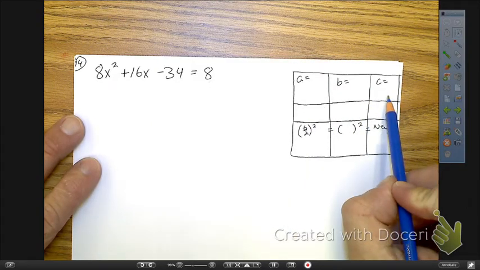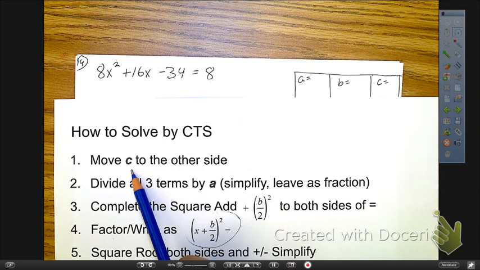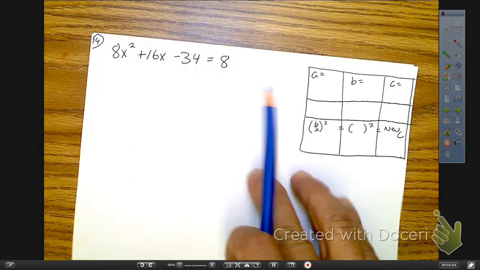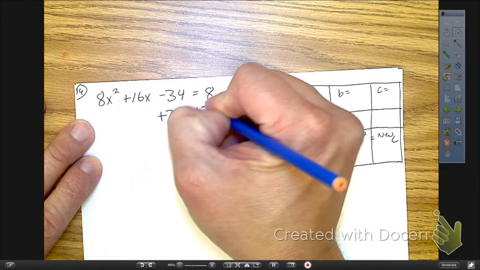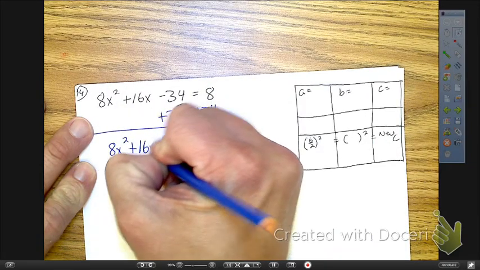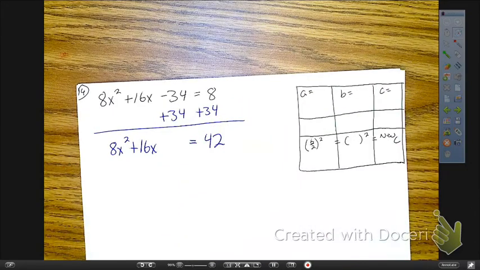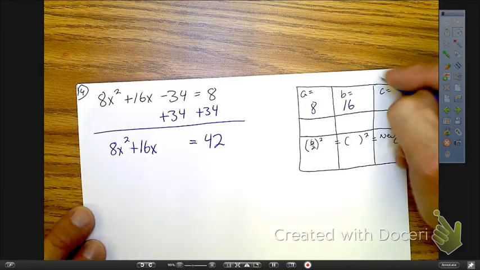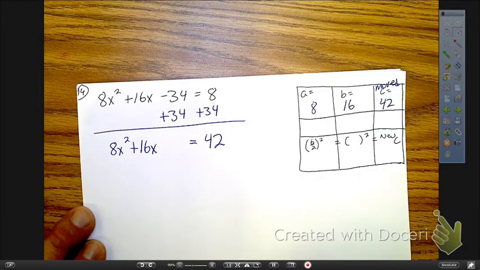Before listing what A, B, and C are, I'm actually going to carry on right here, and we're going to move the original C, negative 34, to the other side. Add 34 to both sides. 8x squared plus 16x now equals 42. I'm going to use these values for my A, B, and I will call this my moved C value of 42.